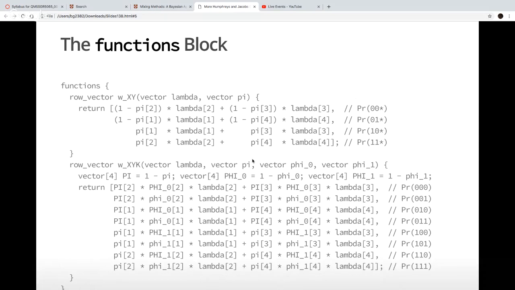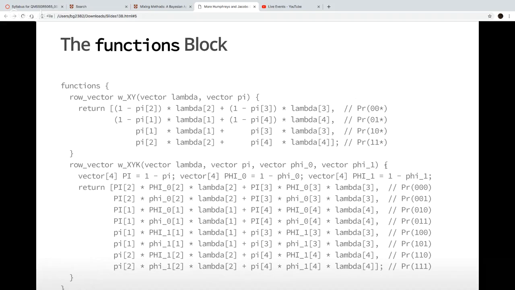For example, the probability of observing x equals 0, y equals 0 in an observation where you don't look for the clues is lambda 2, the marginal probability of being type B, times 1 minus pi 2, the probability of observing x equals 0 given that you're type B, plus lambda 3 times 1 minus pi 3, the probability that x is 0 given that you're of type C, or whatever it may be. You can do those for the 4 possibilities when you don't search for clues.